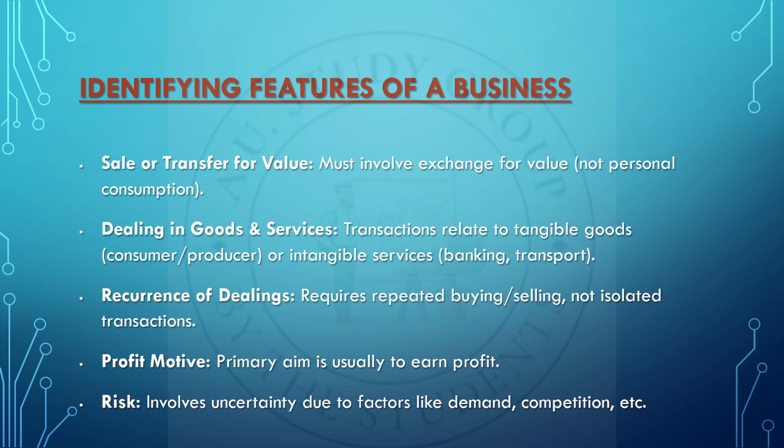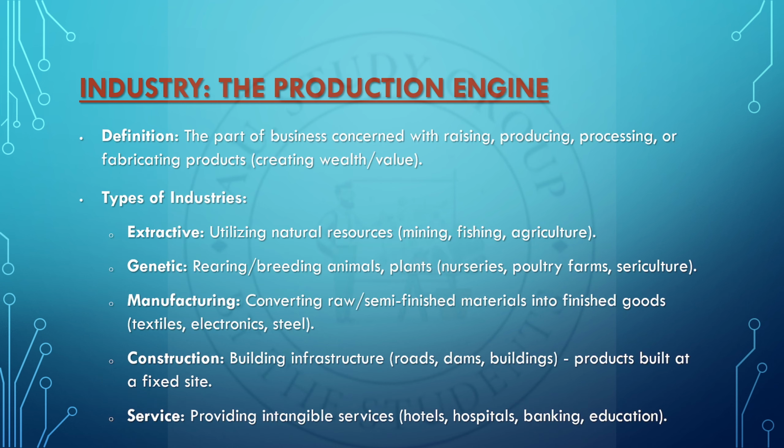And finally, every business involves risk. The future is uncertain. So these are the key characteristics of business: sale or transfer for value, dealing in goods and services, regular buying and selling, that is recurrence of dealing, profit motive, and risk. Now, business activities are broadly divided. There are different divisions in business activities.